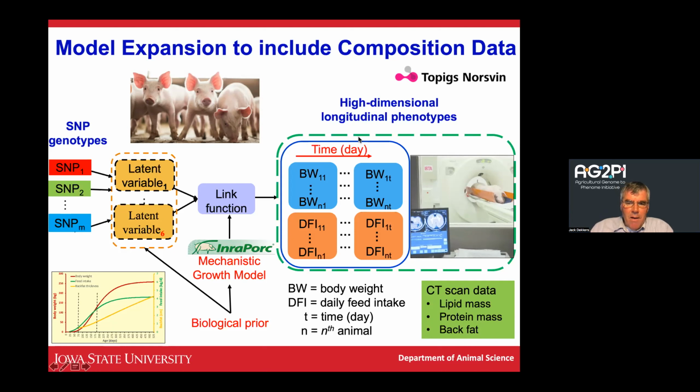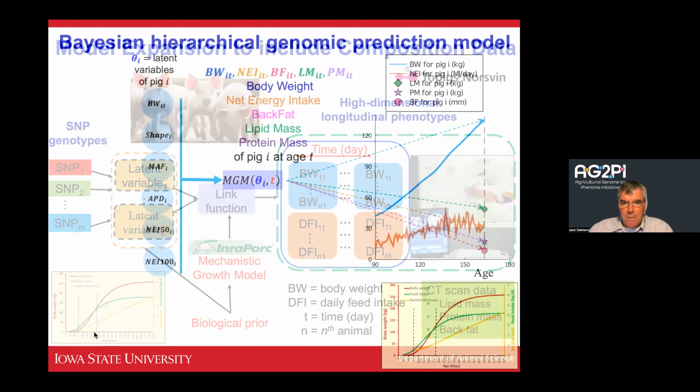So we have longitudinal body weight, longitudinal feed intake, and then we have the CT scan results just before slaughter, at only one time point.